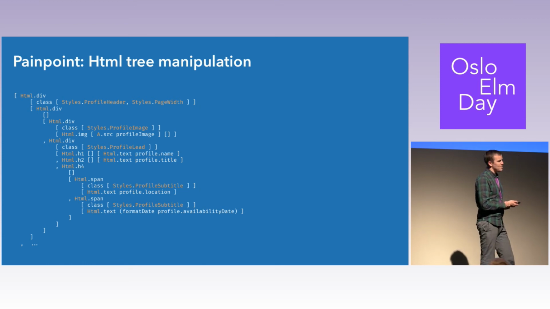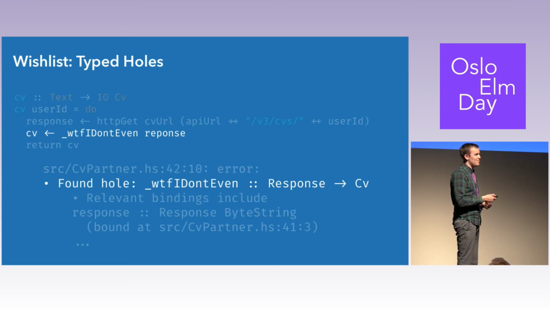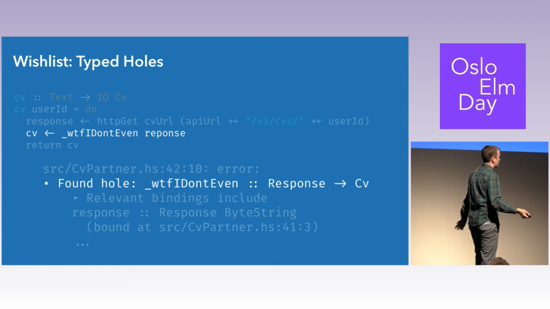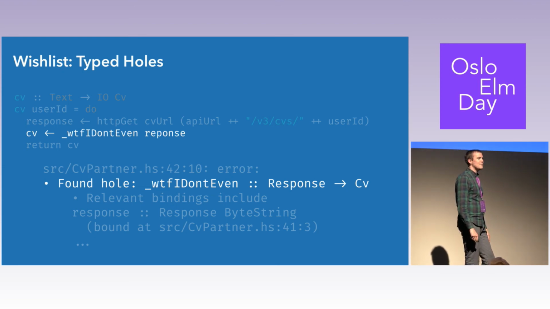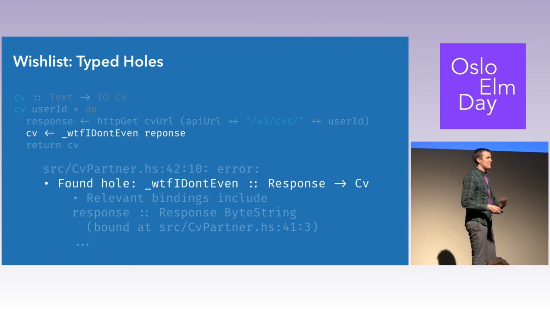Another thing, which maybe is just me, but I really miss typed holes, a feature that maybe only Haskell has. In Haskell, I can just say, tell me what to put here, and the Haskell compiler will say, I found this hole and it has the type response to CV, because I'm going to return CV, and I have some HTTP response. You can kind of emulate this in Elm, and I do that, but I really miss this. Please tell me if there's a good way to do this.